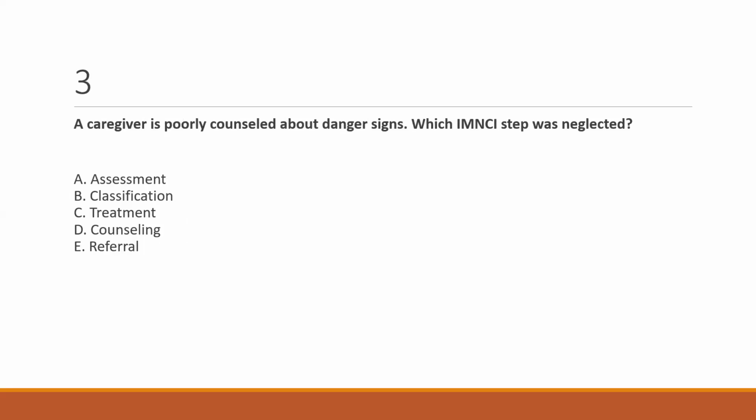The third MCQ: a caregiver is poorly counseled about danger signs. Which IMNCI step was neglected? A, assessment. B, classification. C, treatment. D, counseling. E, referral. The right answer is D. We need to counsel the caregiver about all the danger signs of the condition.